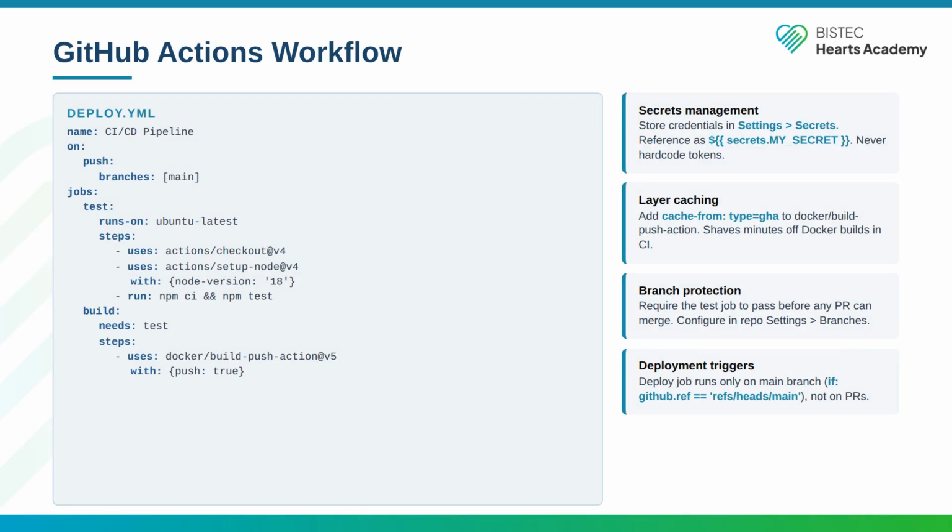A typical deploy YAML for this project has 3 jobs. The test job runs on every push, checks out the code, sets up Node 18, installs dependencies with npm ci, runs the test suite with coverage, and runs the linter.